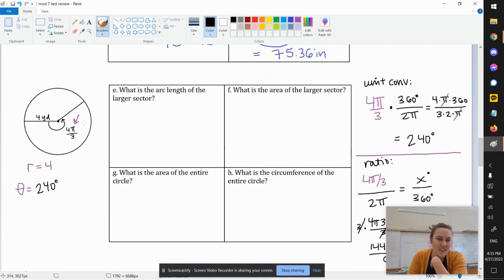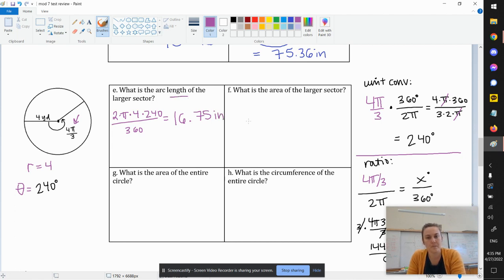All right, now that I've changed this into degrees, I can go ahead and plug these in my equations. My arc length is 2 times pi times the radius times my theta, or my angle, divided by 360. I'm going to do this in the calculator. I'm going to do 2 times 4 times 240 divided by 360. I guess I should times that by pi as well. Forgot that one. Gets 16.75 inches.